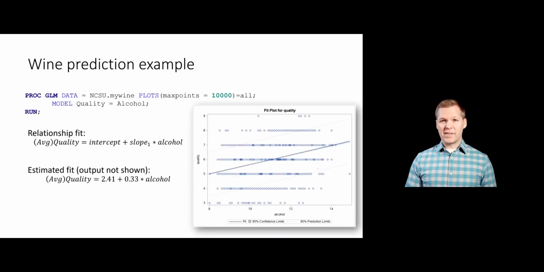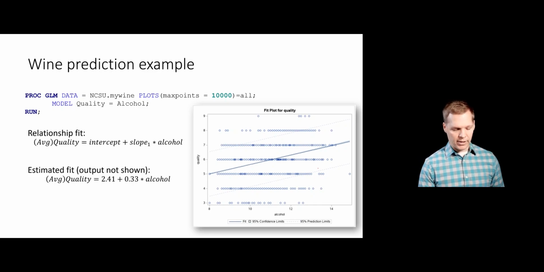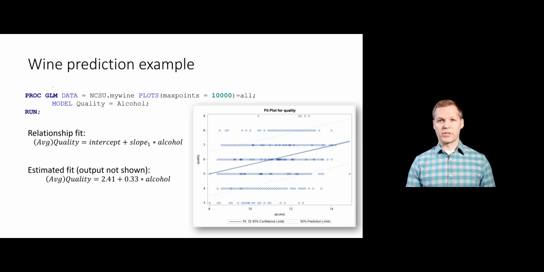All right, how do we actually fit this? Well, there's a lot of different procs that we could use to do this type of analysis that we're talking about. We'll stick with proc GLM in this case. Proc GLM stands for General Linear Model. General linear models just include regression models, ANOVA models, and a combination of the two.